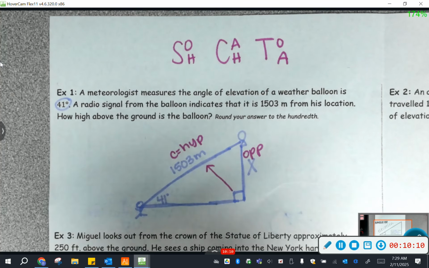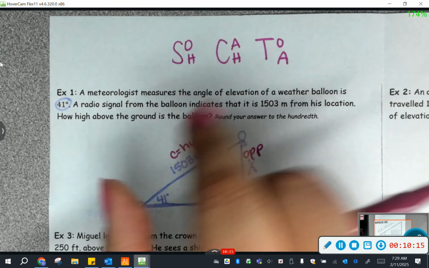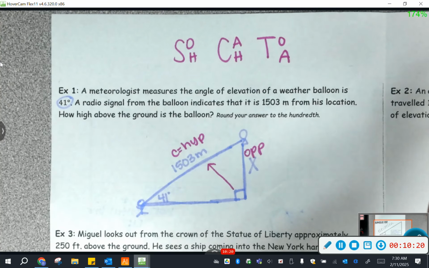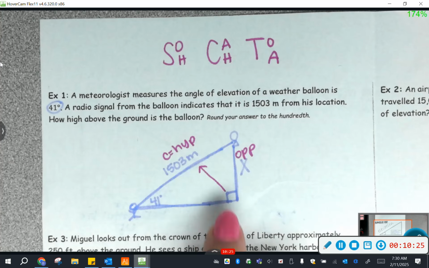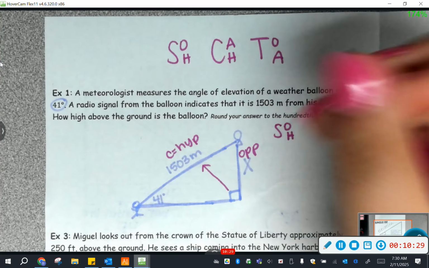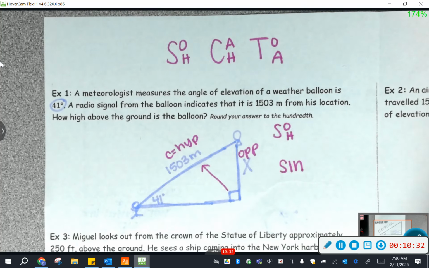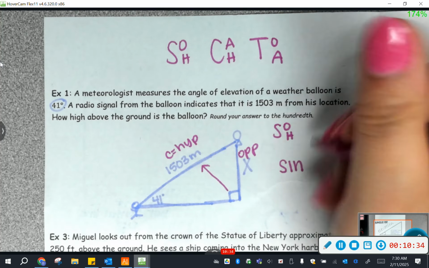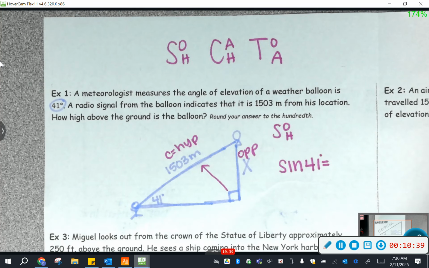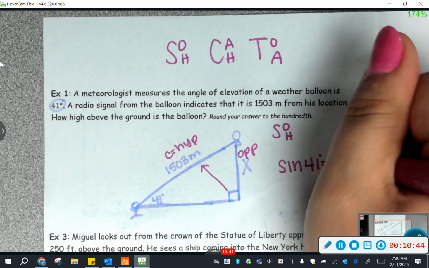The hardest part about this is going to be drawing your picture. But if you get the picture wrong and you do all the work with your wrong picture, you're only going to get 2 points off. So still attempt it. All right. Opposite and hypotenuse. O and H is which one of these? Sine. So we're going to do the sine of what's my angle? 41 degrees. 41 degrees equals, what is my opposite over my hypotenuse? What is O over H? X over 1503.